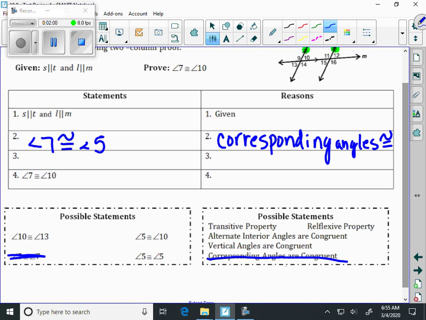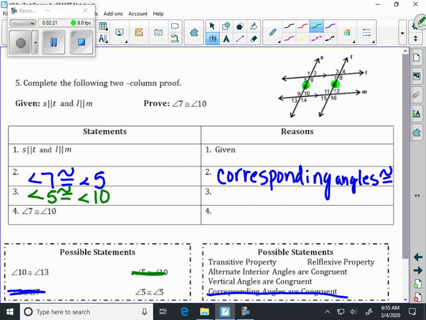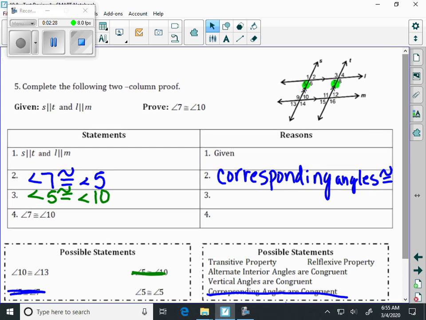The thing is, once we picked angle 7, here now we have to use angle 5. So the next statement should be angle 5 is congruent, and it better be congruent to angle 10. And that is one of our options down here in our possible statements, so we can get rid of that. And when we compare angle 5 and angle 10, well, my diagram shifted a little bit, but I'll try again here with the highlighter.